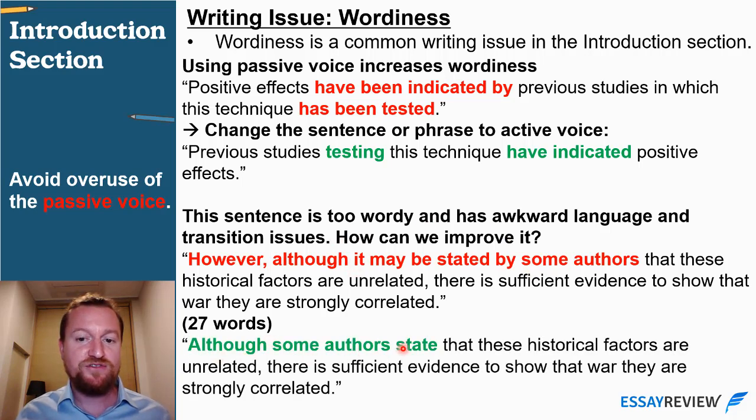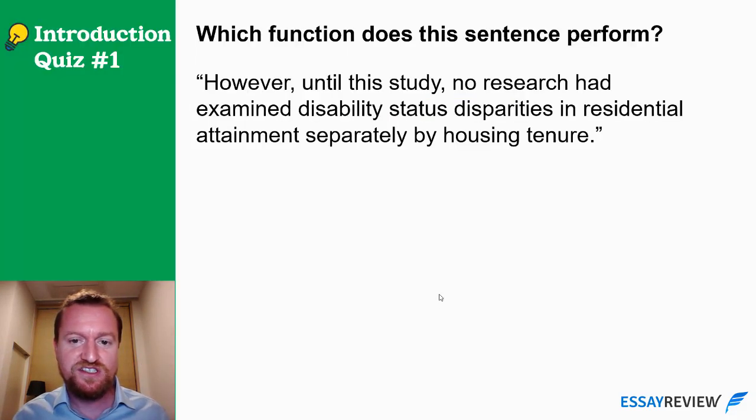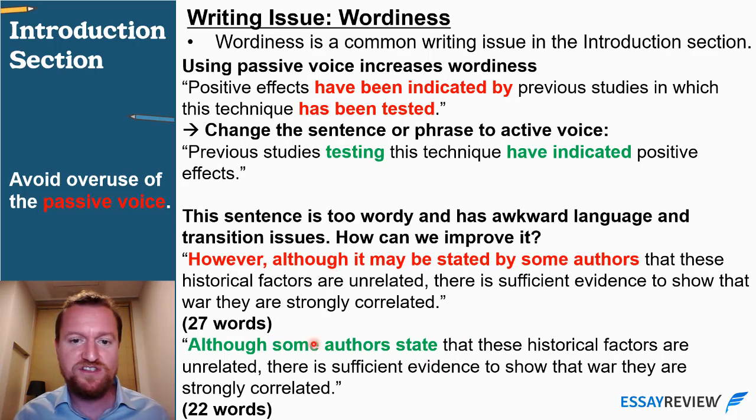Although some authors state, and we don't need "however" here, right? Because "although" is doing the work. Although some authors state that these historical factors are unrelated, there is sufficient evidence to show that they are strongly correlated. And we didn't edit this enough, apparently. Okay, so this is 22 words. You've already saved 5 words in this sentence that is doing the same work. And both of these are saying the same thing.